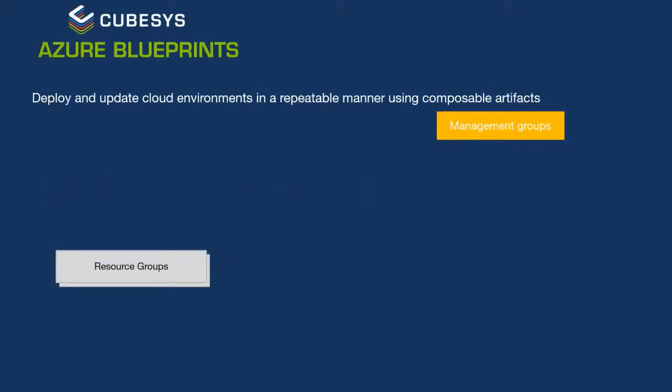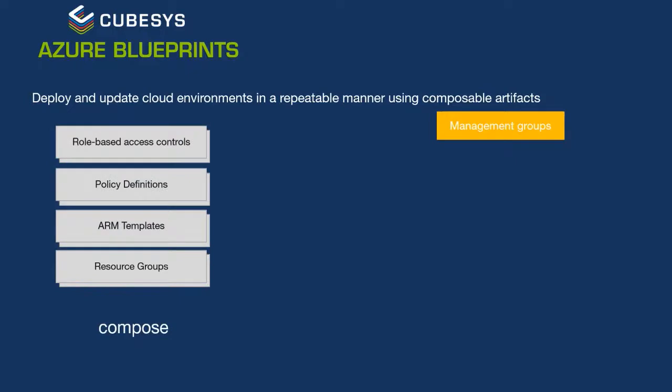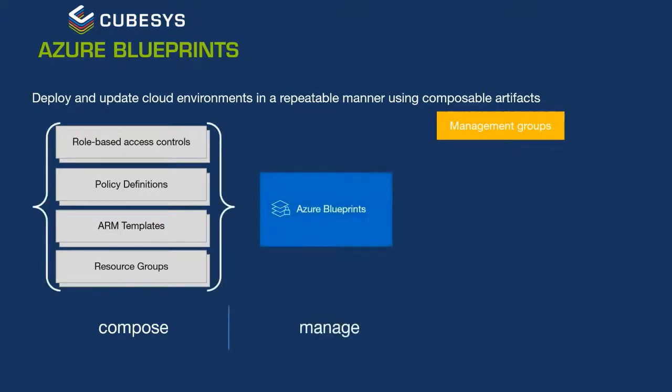So blueprints are like templates. They allow you to create a repeatable process to be delivered at scale, but with consistency. So you might, for example, have management groups and resource groups, but inside your composition of a blueprint, you have your ARM templates and your policy definitions and your RBAC controls. So all of that comes in. They're the basics of what you need to build up to make a blueprint. So then you can manage just your blueprint.